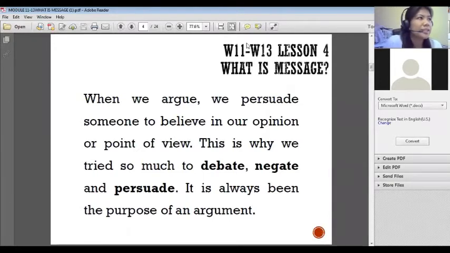Just like a certain story, they say there would always be two sides of the story, and two sides of the coin. So in a debate, there would always be two groups: the affirmative side and the negative side. And what do you need to do? You really have to win the debate. You have to win over the hearts and the minds of the audience listening to you.